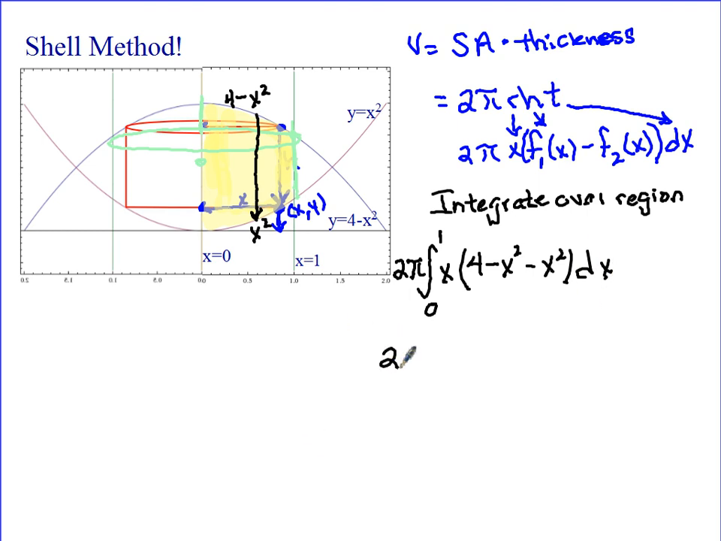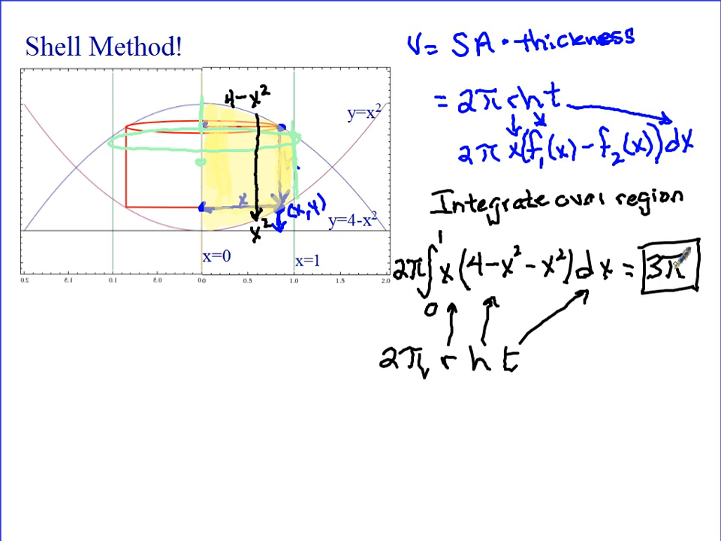So we have 2 pi r h times thickness. And there's r, there's h, there's thickness. And if you put that in a calculator, you still get 3 pi. So it works out nicely. Alright. So hopefully that made some sense.